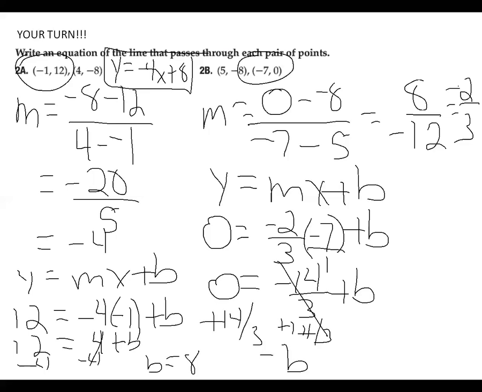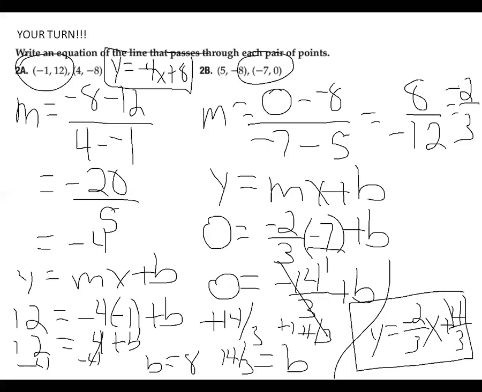You have b equals 14 thirds, which is fine. You're allowed to have fractions. And then our equation would be y equals negative 2 thirds x plus 14 thirds. And there's our answer. Okay?